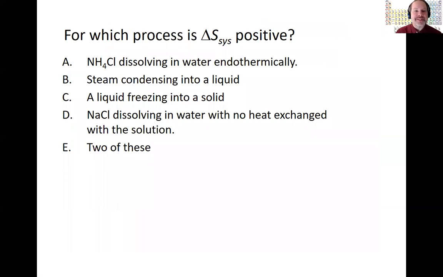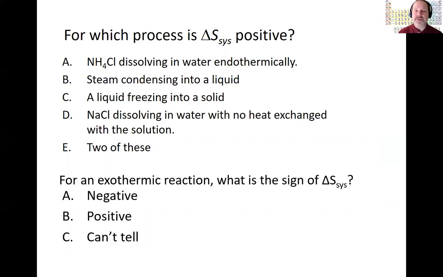How do students typically perform and understand some of the questions that we like to ask about this? So here's one. For which process is the entropy of the system positive? And I give you some options there to look at, A through E. And then we'll do a follow-up with this question. For an exothermic reaction, what is the sign of delta S? So you can look through those. I'm going to pause for a second so you can answer them.